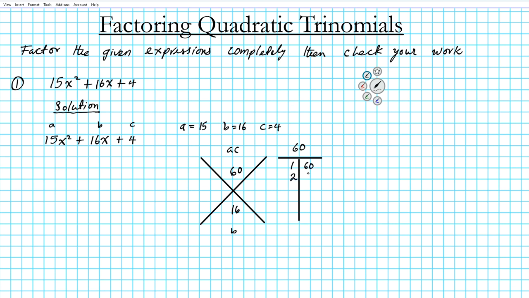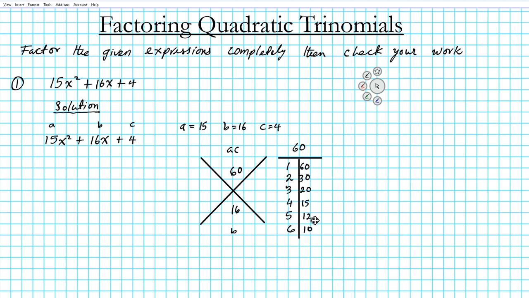2 goes into 60 30 times, so 2 times 30. 3 goes into 60 20 times. Does 4 go into 60? Yes, 15 times. 4 times 15 is 60. 5 definitely goes into 60 12 times. And then 6 goes into 60 10 times. And that's basically it. 8 and 9 do not go into 60. So these are all the numbers that multiply to give us 60.